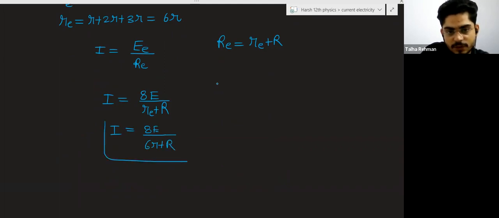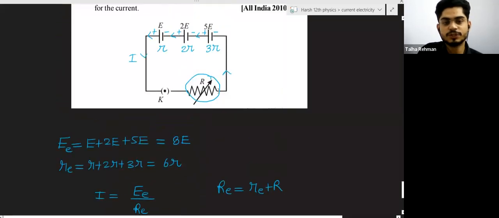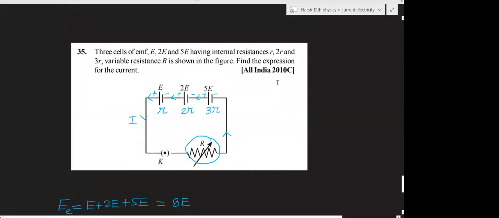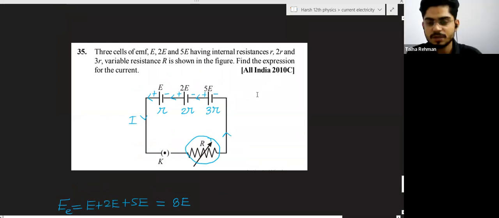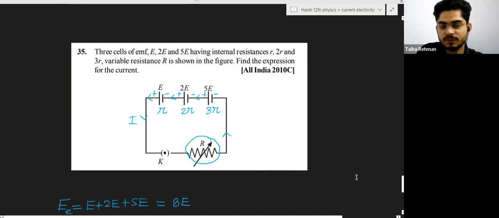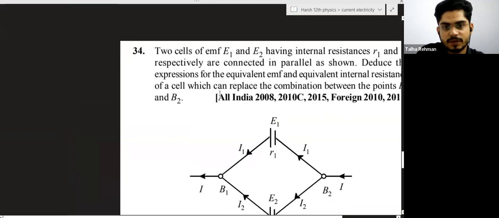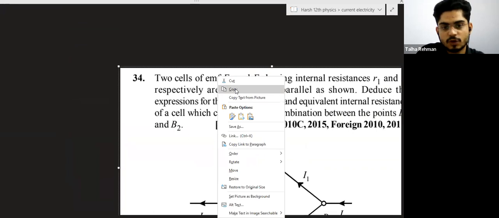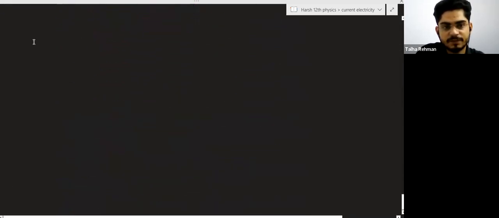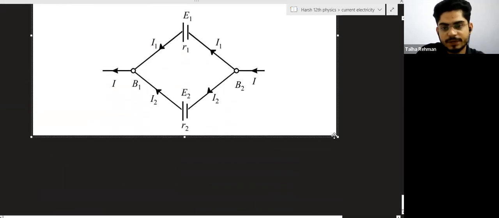This is your answer. This is, I think, a 2 marks question, and this question has appeared in 2010. So you can decide whether you can solve this type of question or not. You can solve this type of question easily. This is a question from your board exam. Now there is one question that I want to solve, a little bit lengthy, but we will solve it.